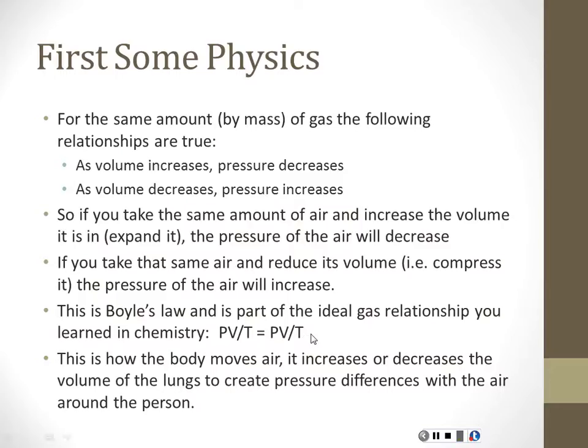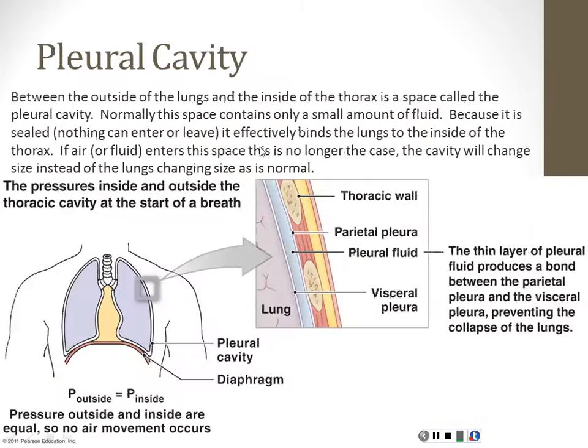And you all probably learned it as Boyle's law. PV over T equals PV over T. I know you've done some problems with that in your high school chemistry classes. So, see, it does matter. It explains how our lungs work, too. All right, so that's how air moves in and out, by changes in volume that result in changes in pressure. And I've got some better pictures of that as we go.